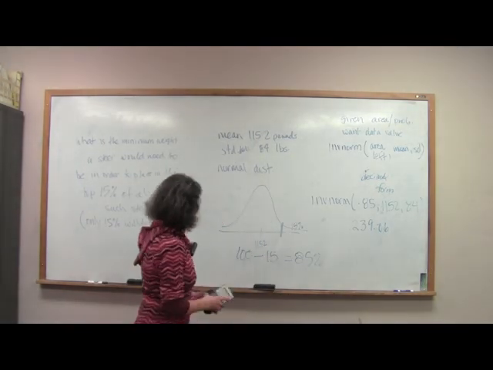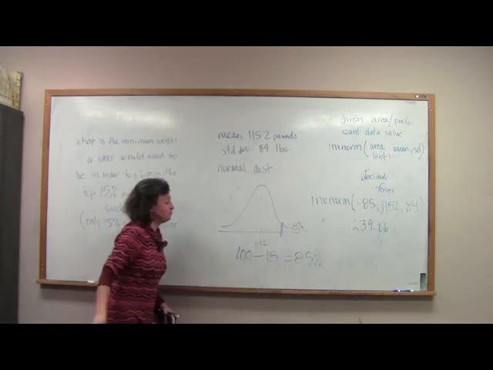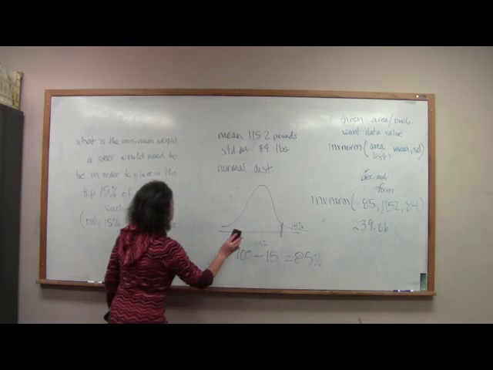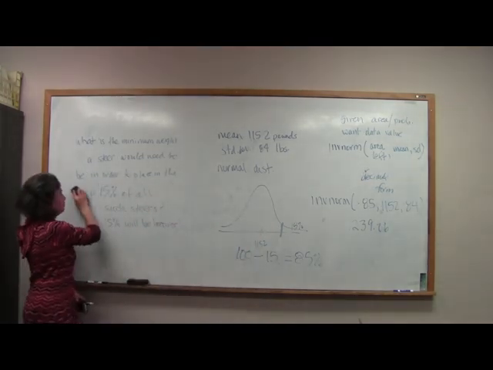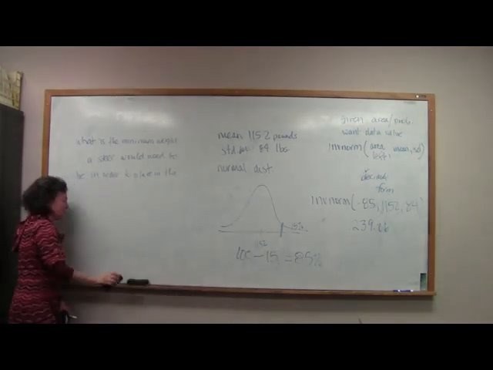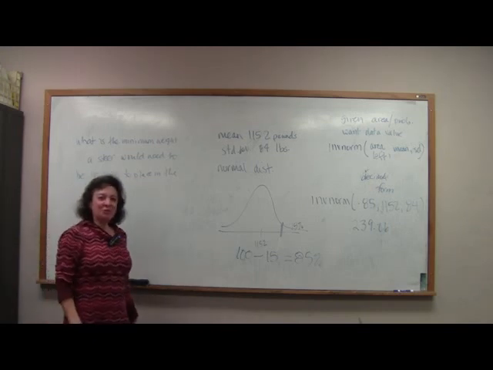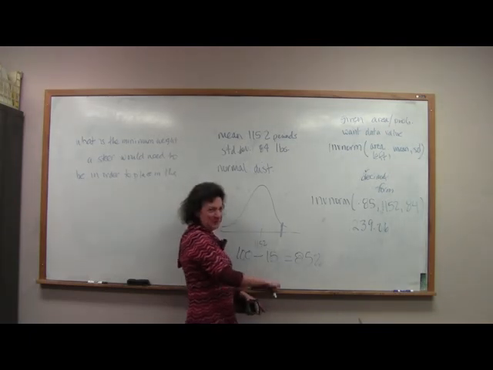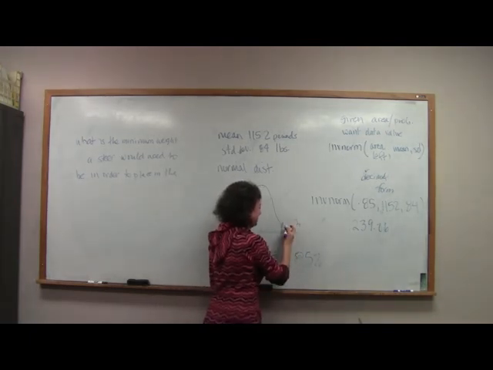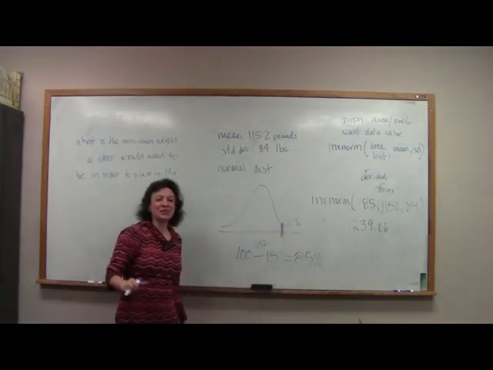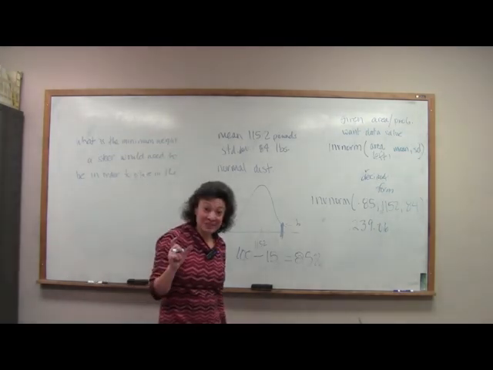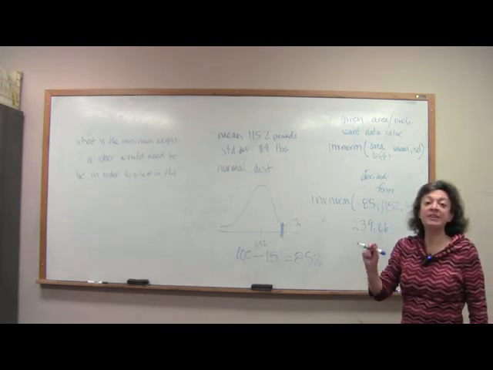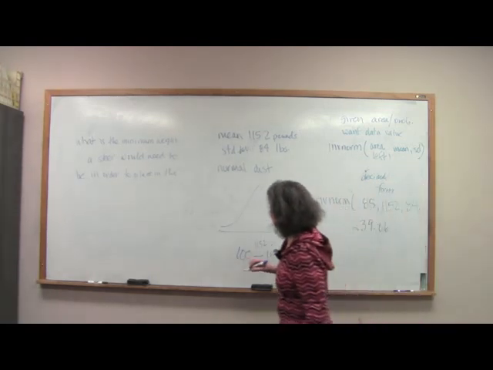Okay, so what if I wanted to know the following? Instead of it being in the top 15%, suppose there's a steer and he's walking around and he's like, oh yeah, I'm in the top 2%. In other words, only 2% of the steers are heavier than this fellow is. What would be the minimum weight for him?